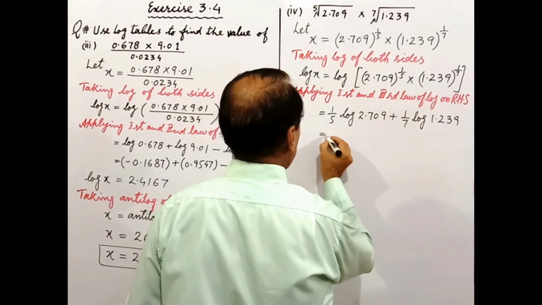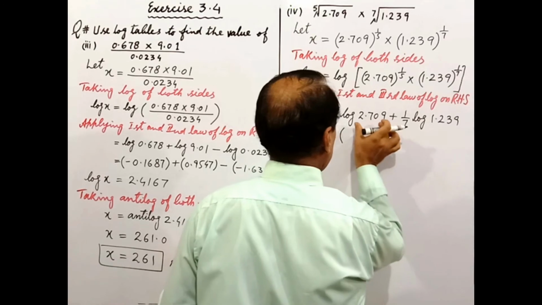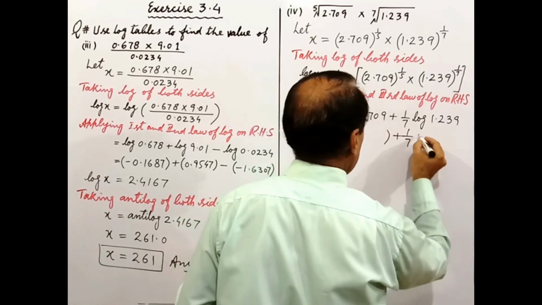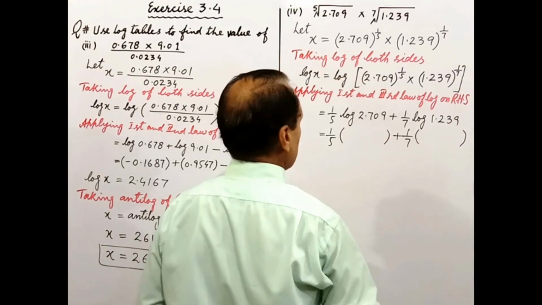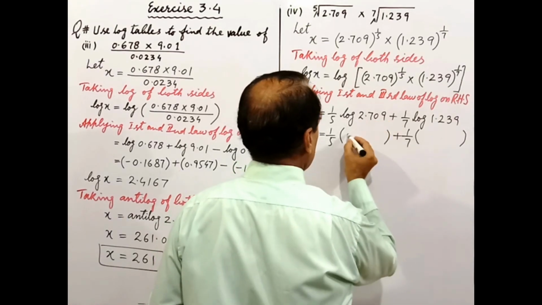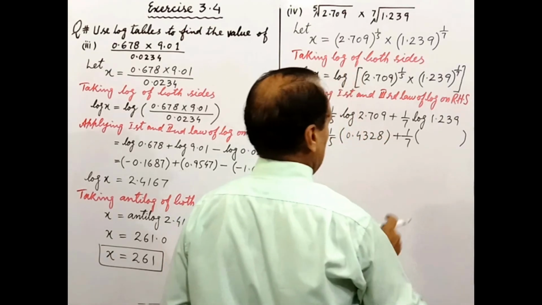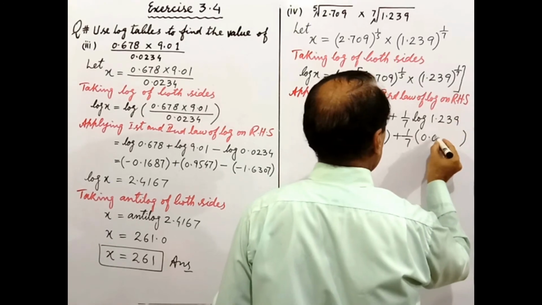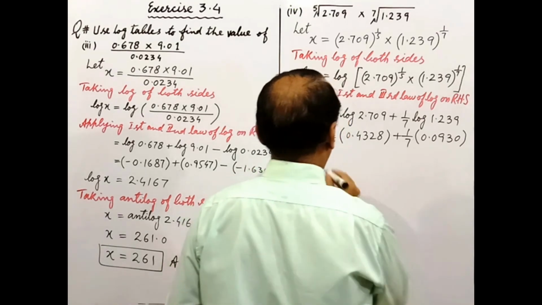To make the solution simple, we write as 1 over 5 into and leave the space for the value of log 2.709 plus 1 over 7. We leave the space to write the value of log 1.239. Using calculator, the value of log 2.709 is 0.4328, whereas the value of log 1.239 is 0.0930 by using calculator.